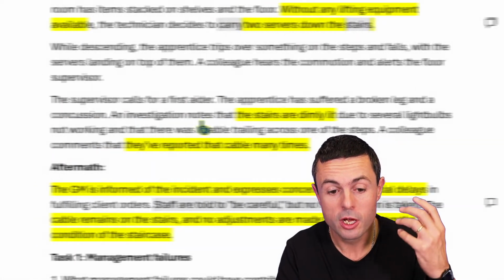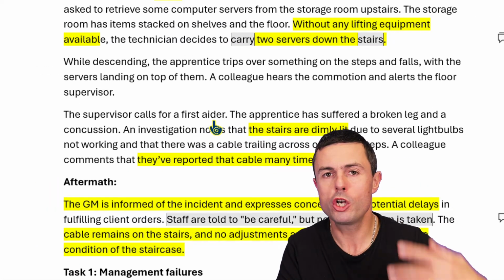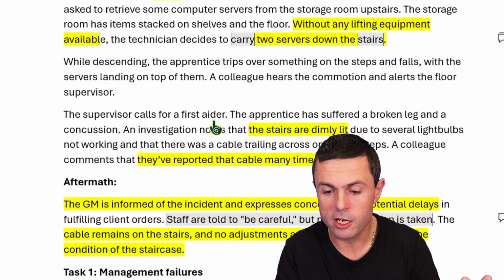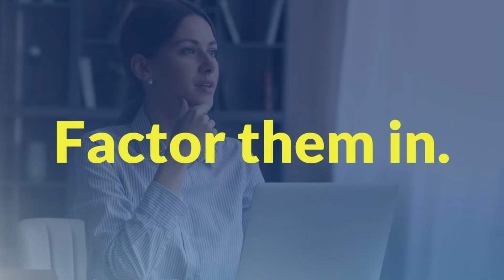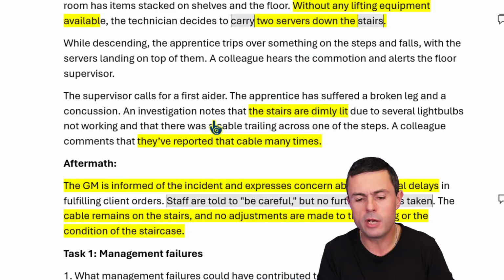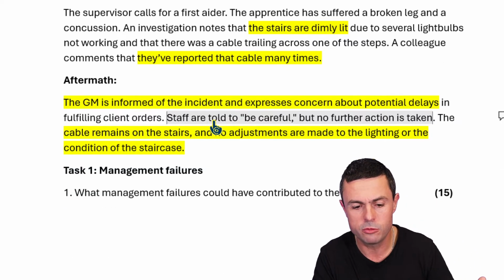So we've got a young apprentice who is given work beyond their capability. That's a breach of the law. That's the Management of Health and Safety at Work Regulations. That's a failure. And I would also say there's a failure to do a risk assessment which considers young people. Again, you've got to do a young person's risk assessment. You've got to factor them in. Why are you giving them a manual handling task if you haven't assessed the risks to the young person?